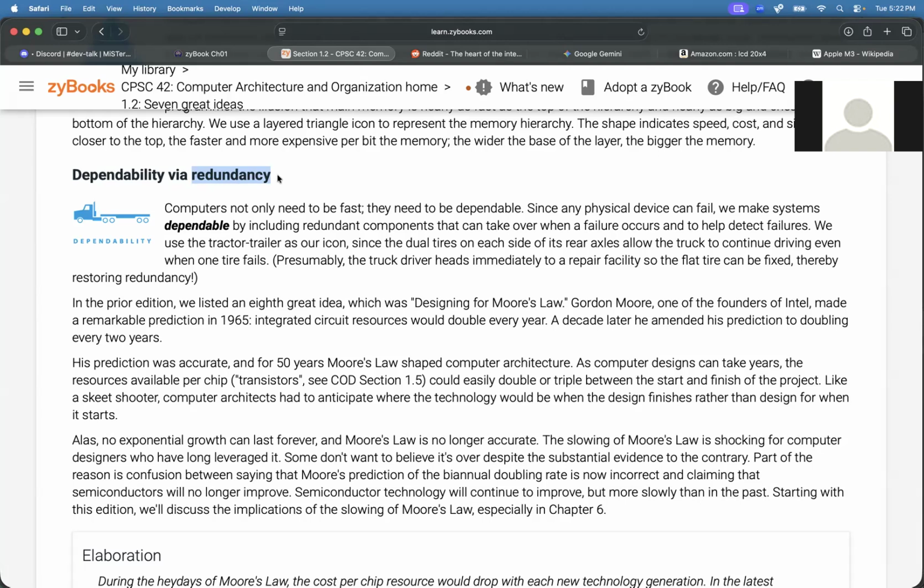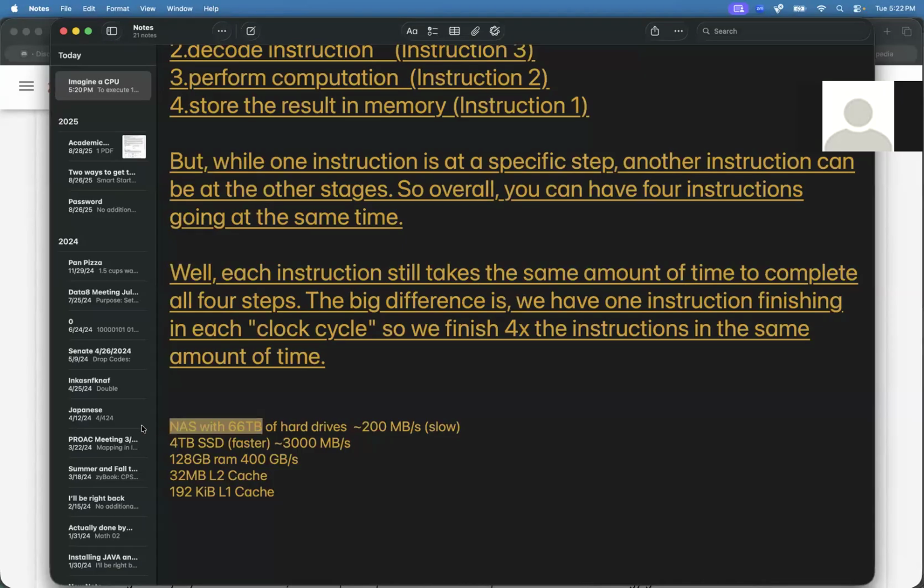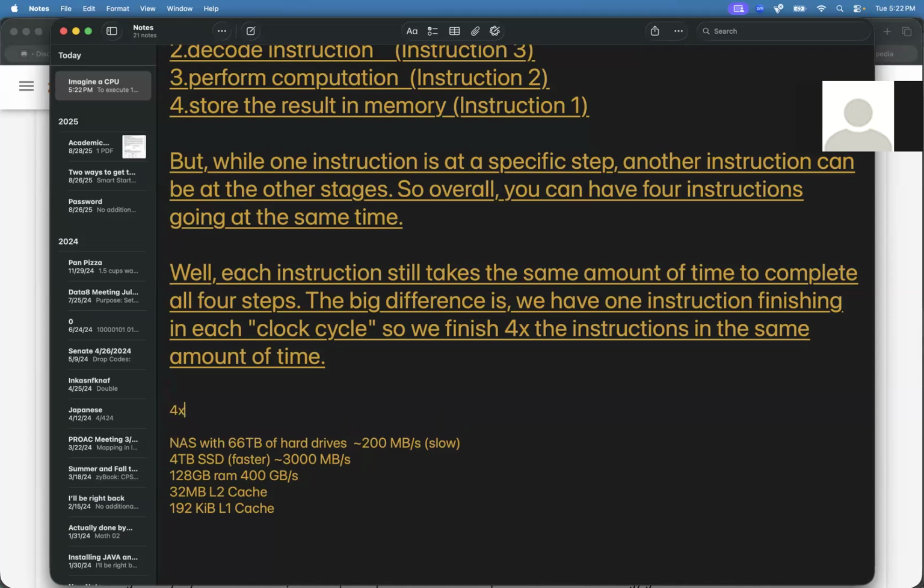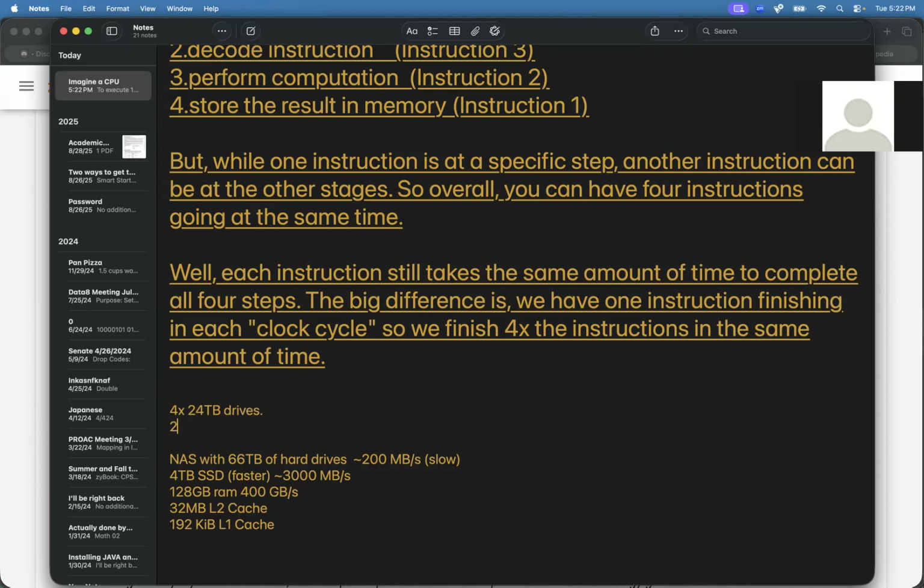So one example of dependability via redundancy is this new NAS that I built for myself. It has four 24 terabyte drives in it, but only three of them are used. Basically, the capacity is the same as three drives. And the fourth drive is basically just for errors.